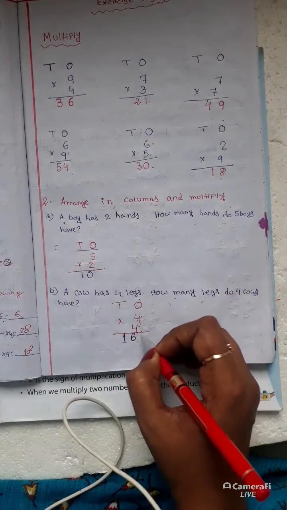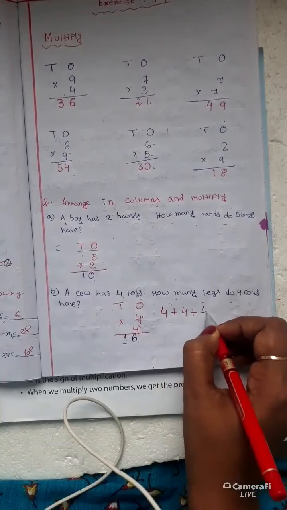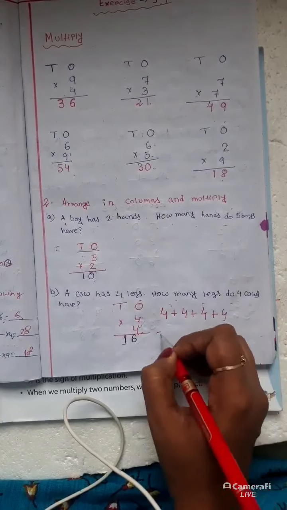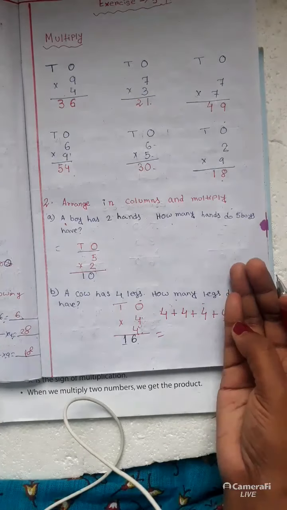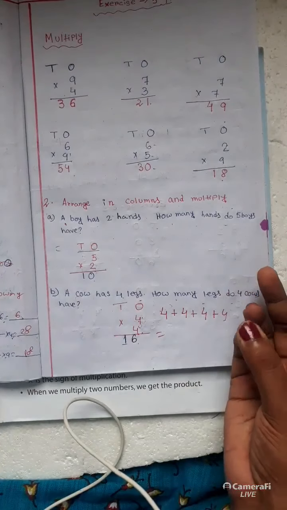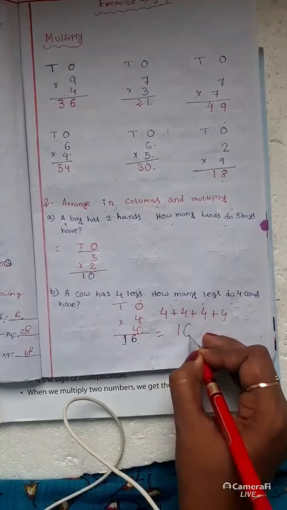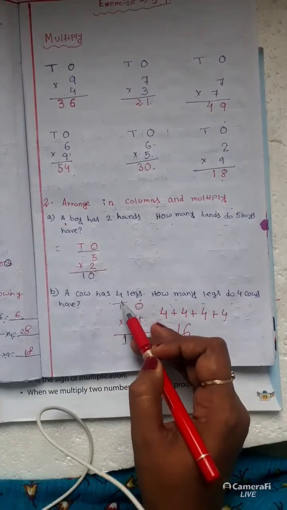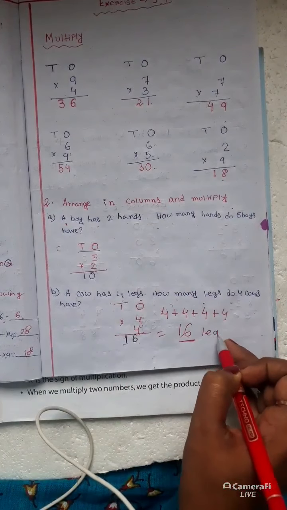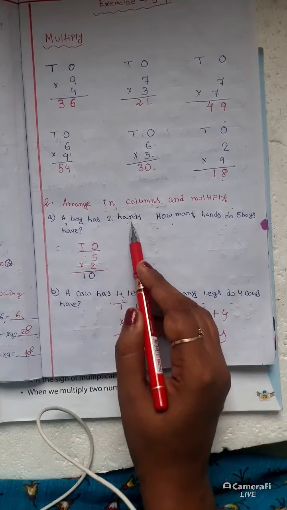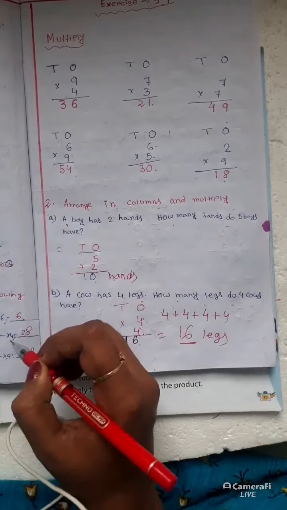4 into 4 is 16. Let's see if we add 4 times: 4 plus 4 plus 4 plus 4. Let us see if 16 is coming or not. 4 plus 4, 1 2 3 4, again 4: 5 6 7 8, again 4: 9 10 11 12, again 4: 13 14 15 16. See, 16. So if a cow has 4 legs, then 4 cows will have 16 legs. And if a boy has 2 hands, then 5 boys will have 10 hands. Easy.